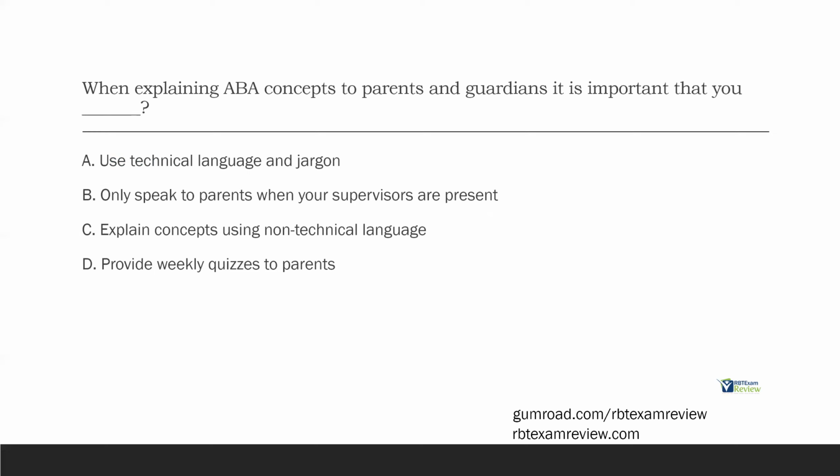A, use technical language and jargon. Should you speak in very complex, complicated technical language to parents? No, they don't know what you know. They don't know what we know. You should not be using a lot of jargon and technical language, in an attempt to make yourself sound smart or whatever the reason. Okay, parents don't know what we know, okay? If you start using all this language they don't understand, at best, they're going to start tuning you out. At worst, they're going to get offended. Okay, so avoid technical language and jargon.